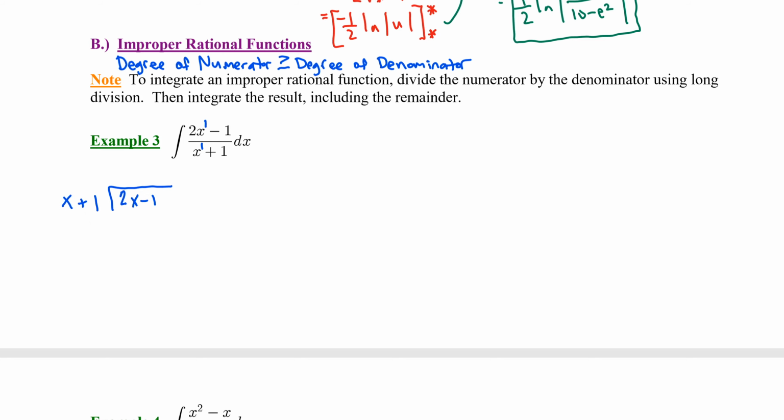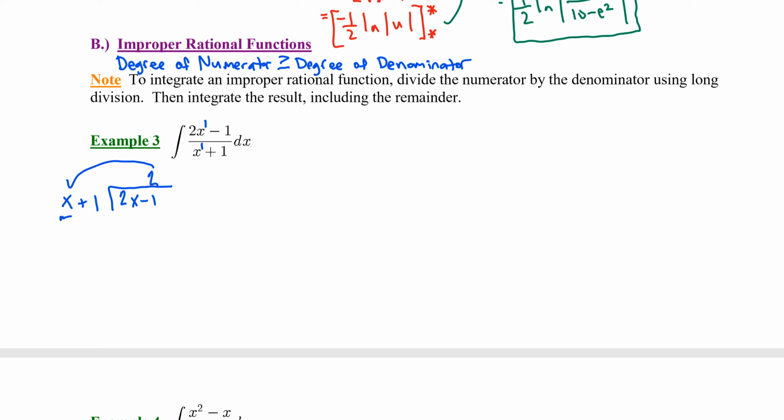Now in this case, because you have a linear denominator, you could certainly use synthetic division, but in general, if you have a nonlinear denominator, you'll have to do long division. So I'm just going to take this opportunity to review long division. So I'm going to figure out what can I multiply x by to get 2x. Easily, that is 2. 2 is a constant, so I'm going to put it over here in the constant column.